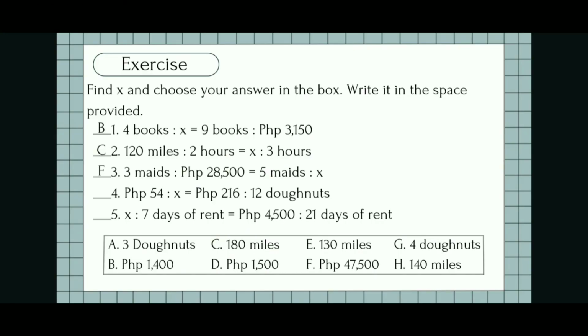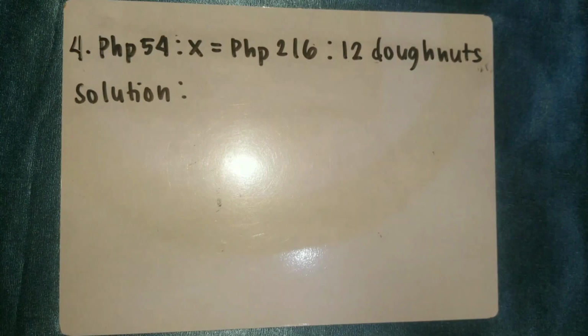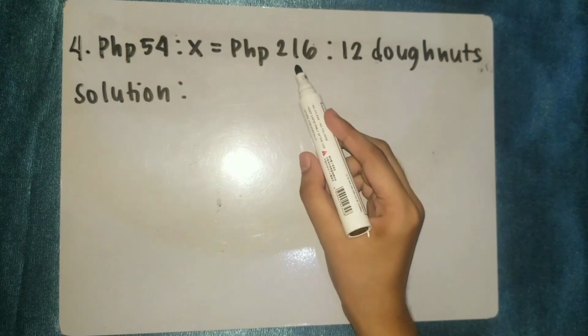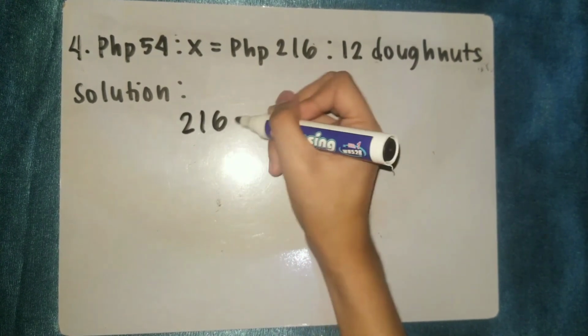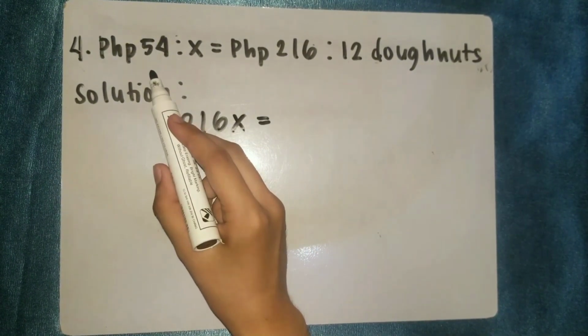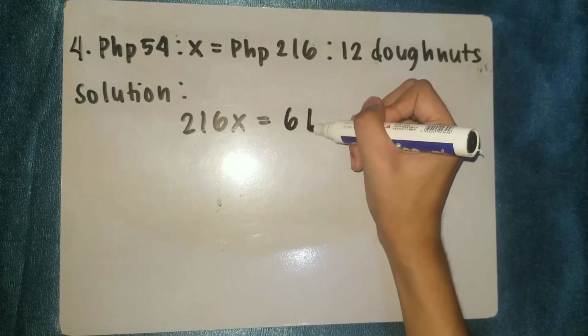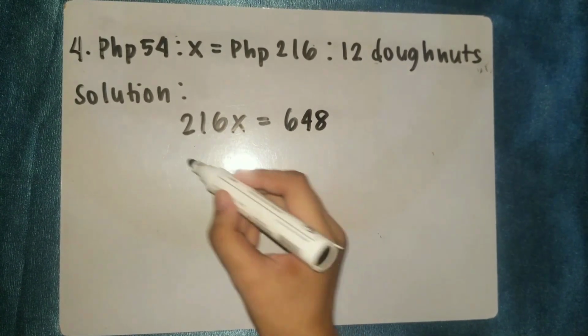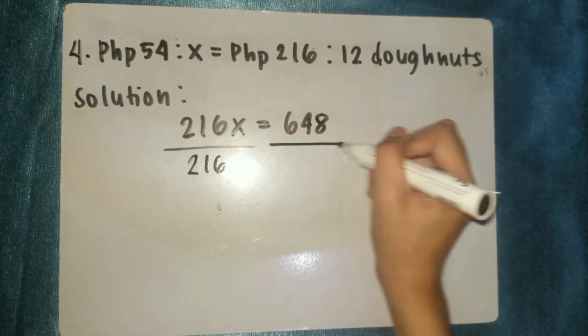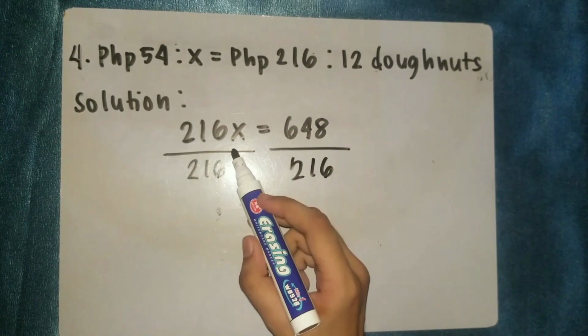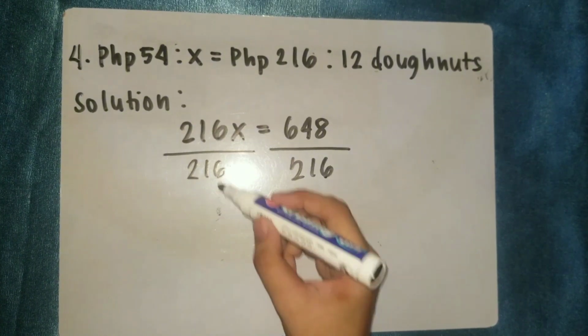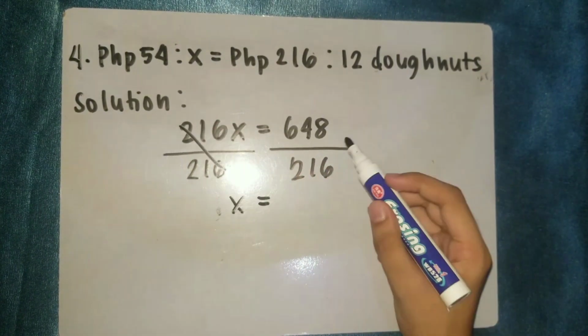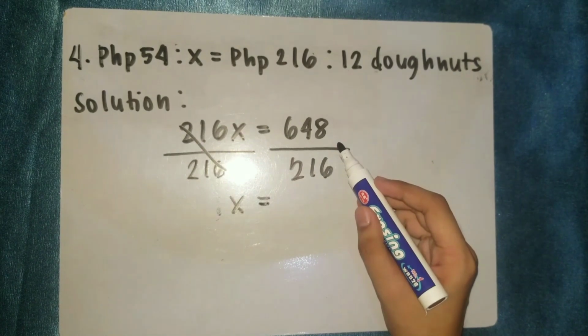Number 4. 54 pesos is to x equal 216 pesos is to 12 donuts. The answer is letter A, 3 donuts. Solution. X times 216 pesos equal 216x. 54 pesos times 12 donuts equals 648. Divide 216 by both sides. 216x divided by 216 equal x. 648 divided by 216 equal 3.